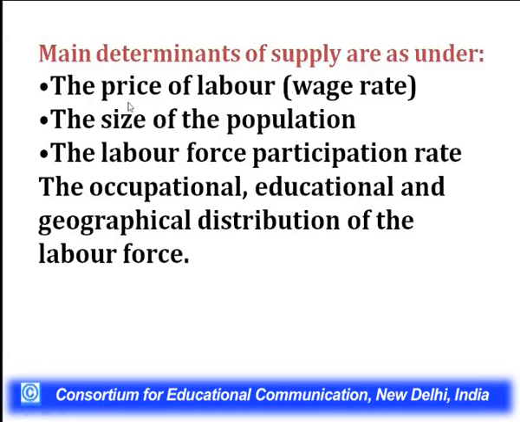Now, what are the main determinants of supply? Number one is the price of labour or wage rate. We have seen that there is a positive relationship between wage rate and supply of labour. The higher the wage rate, the higher the supply; the lower the wage rate, the lower the supply.